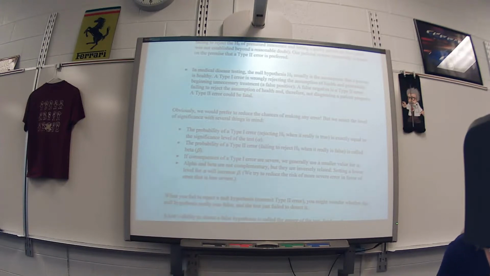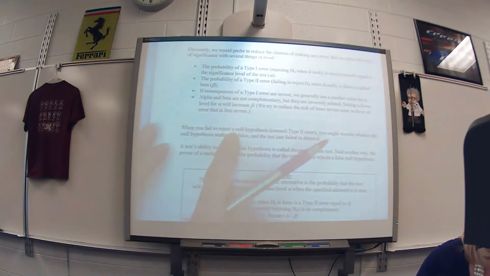If the consequences of type 1 error are really bad, like in our judicial system, then what we do is we reduce alpha. You use a smaller alpha if you're trying to reduce the type 1 error. Alpha and beta are not complementary, but they are inversely related. So every time you reduce alpha, you are going to increase beta. Okay?